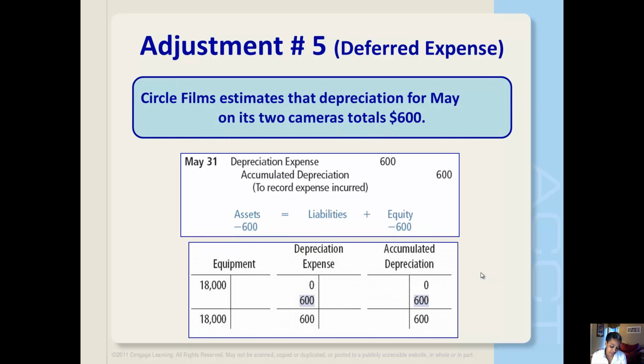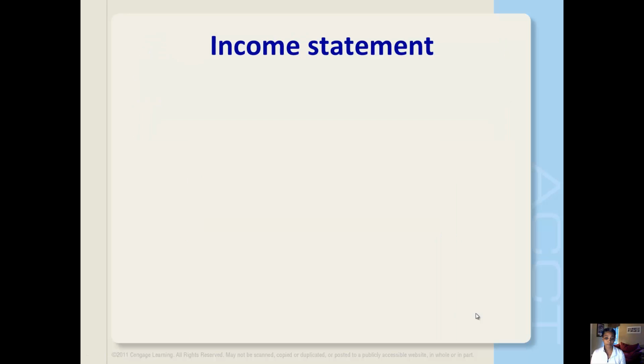Circle Films estimates that depreciation for May on its 2 cameras totals $600. This deferred expense adjustment debits expenses and credits a contra asset account. So accumulated depreciation is a contra asset account. So contra kind of meaning to go against. So depreciation goes against your fixed assets to reduce their value.